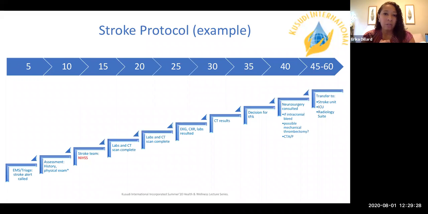Some of those milestones start from when the stroke alert is called and your healthcare team, the stroke team, comes to your bedside to see what's going on with you. That person is going to ask you questions. They're going to ask you about your history, what medications you take, what diseases you have, if you've ever had any surgeries.